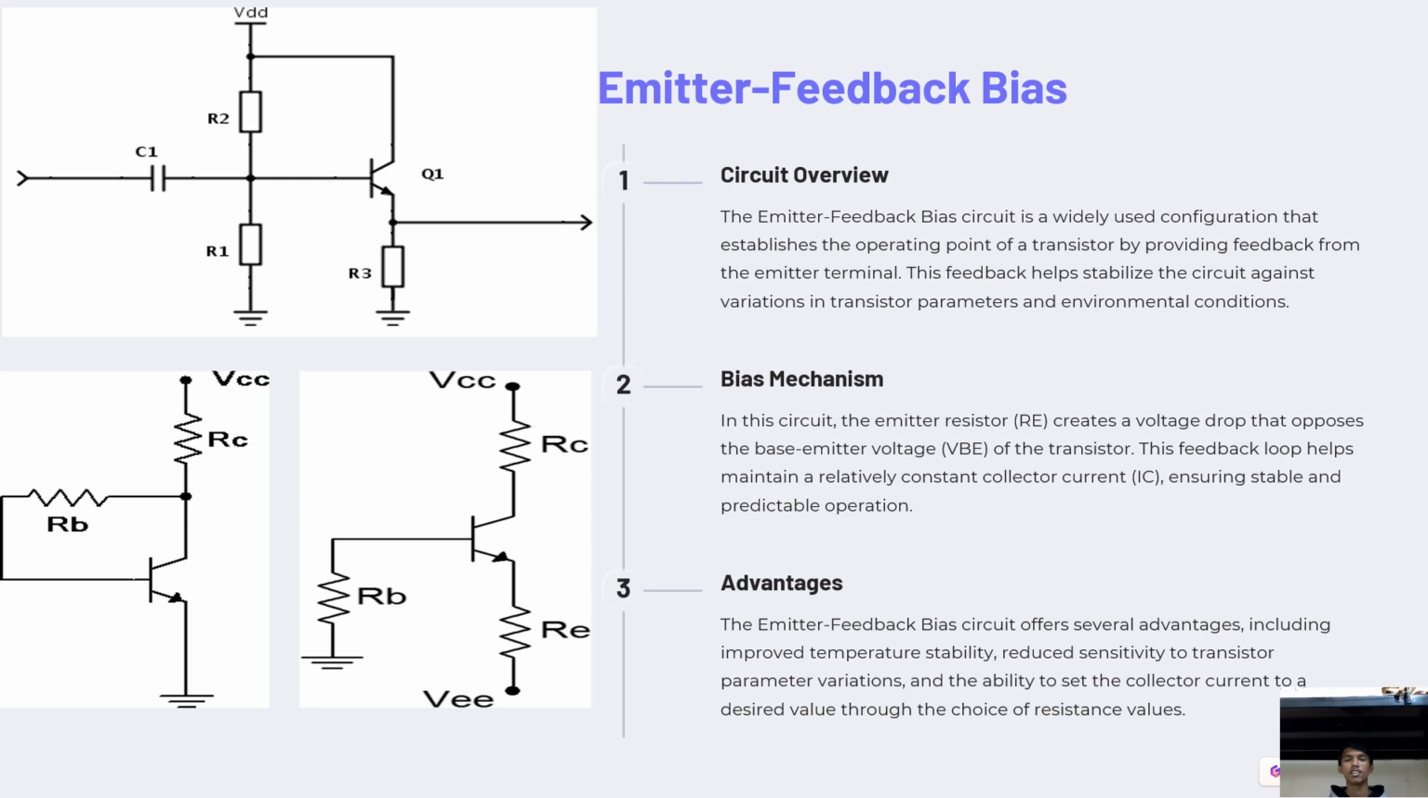Bias mechanism. In this circuit, the emitter resistor creates a voltage drop that opposes the base emitter voltage of the transistor. This feedback loop helps maintain a relatively constant collector current, ensuring stable and predictable operation. Advantages. The emitter feedback bias circuit offers several advantages, including improved temperature stability, reduced sensitivity to resistor parameter variation, and the ability to set the collector current to a desired value through the choice of resistance value.